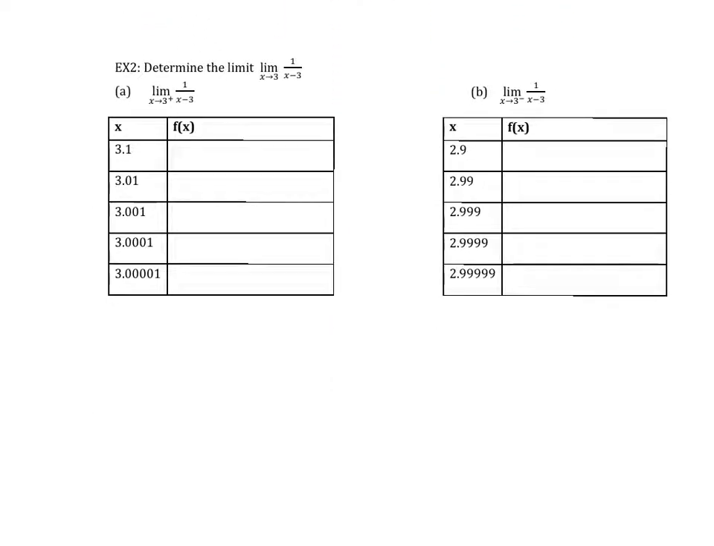In example 2, we want to determine this limit: the limit as x goes to 3 of 1 over x minus 3. If I were to plug and chug, I would get 1 over 0. That is not an indeterminate form. 0 over 0 is, but 1 over 0 is not. What that tells me is there's probably going to be a vertical asymptote. I just have to figure out if it's a negative or a positive infinity.